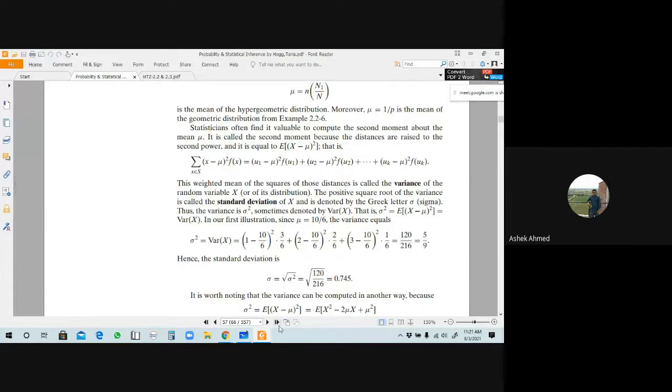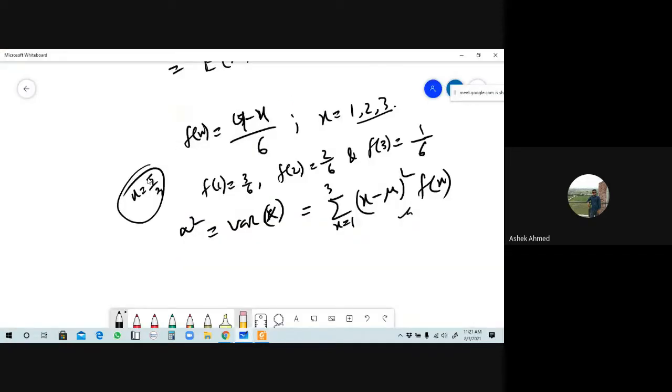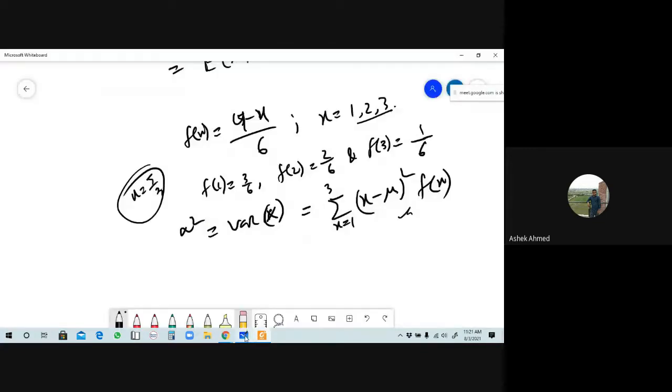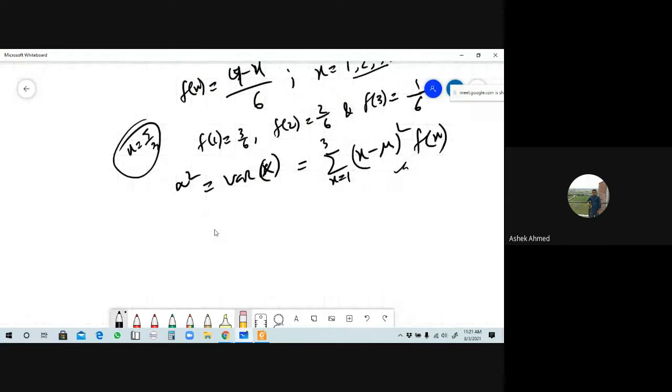5 by 3 means 10 by 6, is it right? 5 by 3 means 10 by 6. We have studied this previously, writing 10 by 6, but what will the result of variance be? 5 by 9. Hence the standard deviation will be, so what will the standard deviation be? The standard deviation, which is written by sigma, will be root over sigma square.